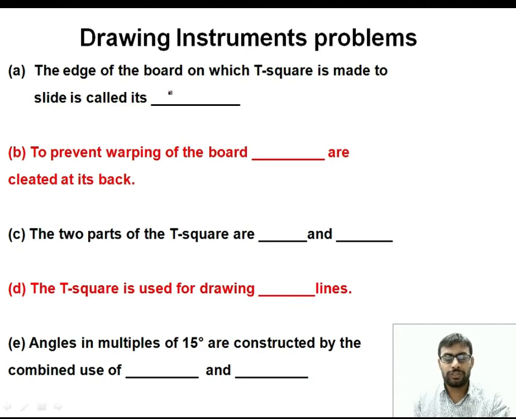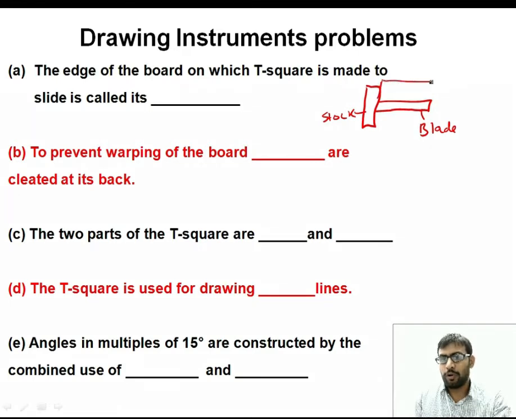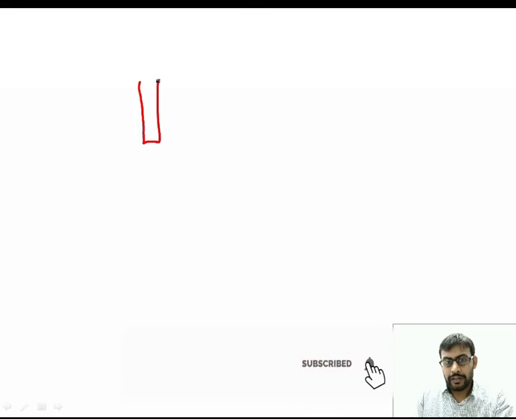You can see on your screen your first problem: the edge of the board on which the T-square is made to slide is called as. Students, in previous lectures we discussed a T-square having this type of construction. This is called a stock, this is called a blade, and this is your working edge. The question is about the edge of the board, this is your drawing board. If I am plotting, the T-square edge coincides with the board and that edge is termed the working edge of the board.